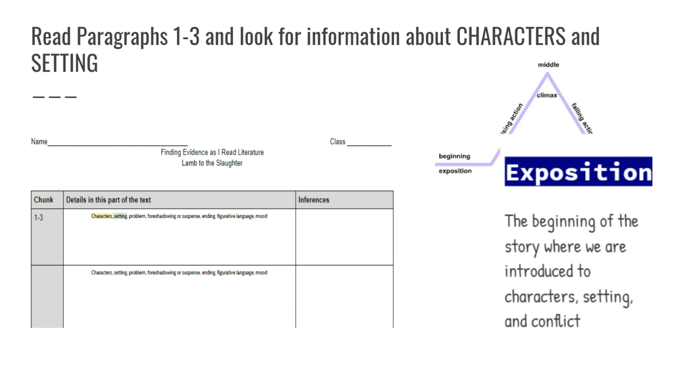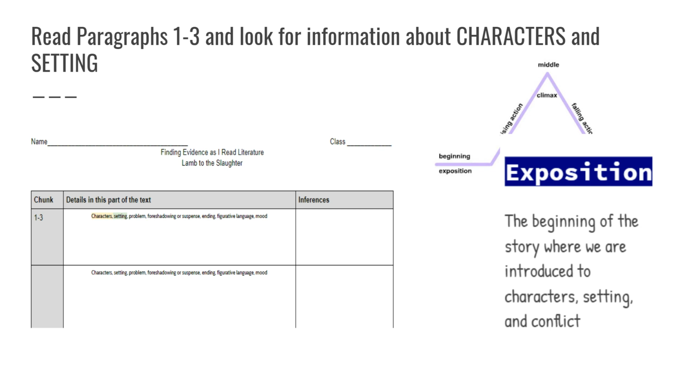So now that we've previewed the text, why don't we go ahead and get started with reading? In your Finding Evidence as I Read Literature chart, for this beginning part of the story, I'm going to tell you what to highlight or what to write, just to give you an idea of how to use this chart. As we move through the story, more and more that responsibility of deciding what to jot down is going to become yours. But at the beginning, I'm going to tell you.